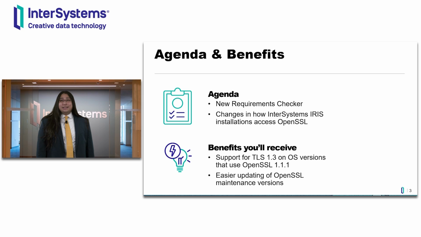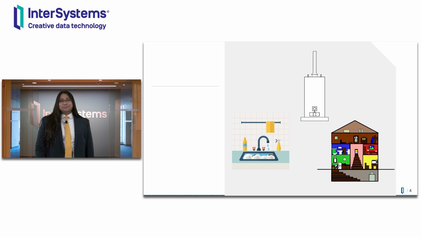Our topic today is the new Requirements Checker in InterSystems Iris kits and instances. We'll also talk about changes in how InterSystems Iris accesses the OpenSSL library and how those changes relate to the Requirements Checker. These changes will enable you to use TLS 1.3 on operating system versions that use OpenSSL 1.1.1, and will also enable easier and more frequent updating of OpenSSL.